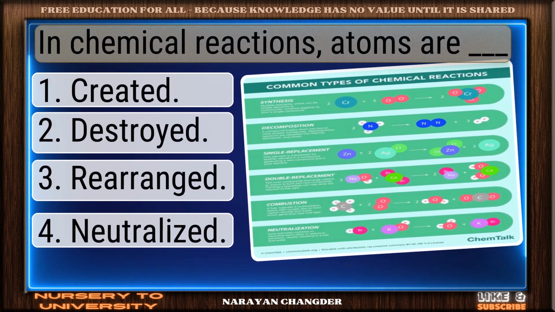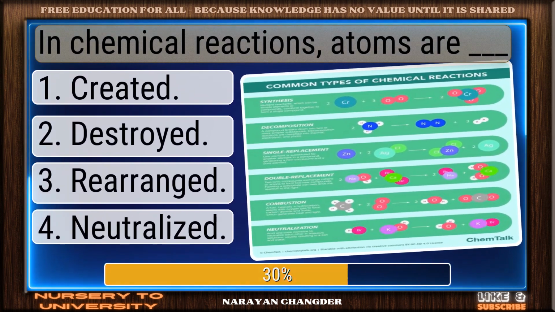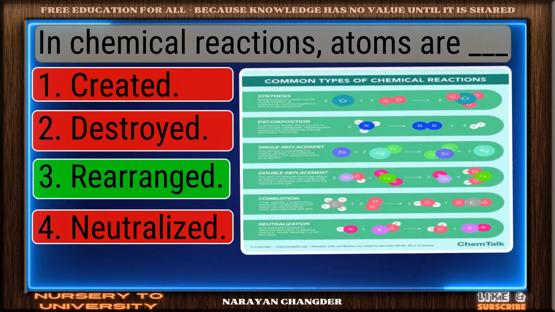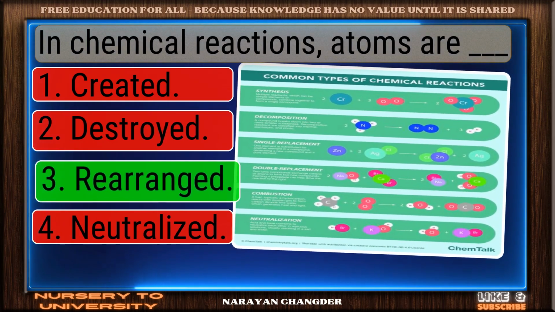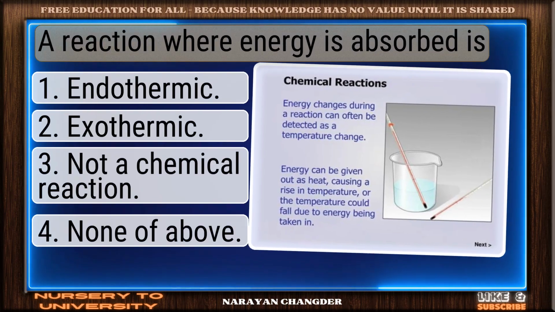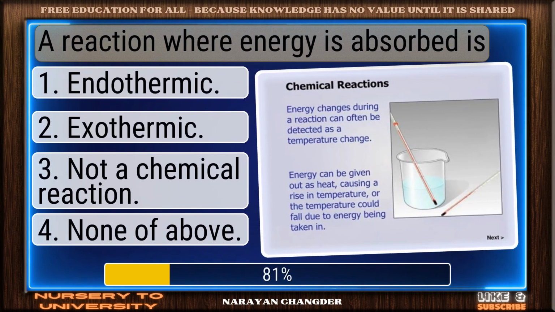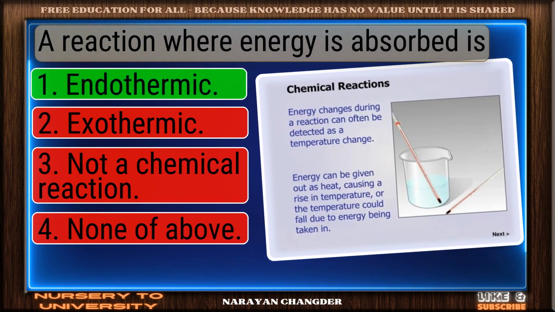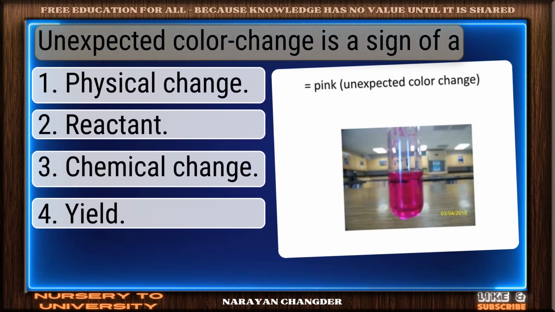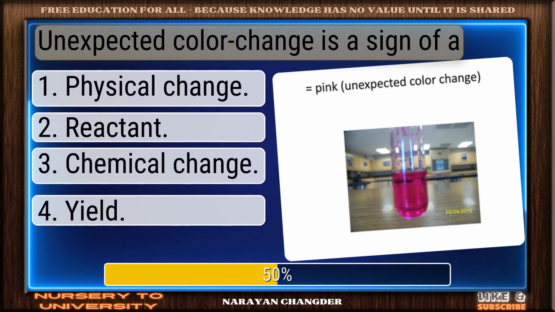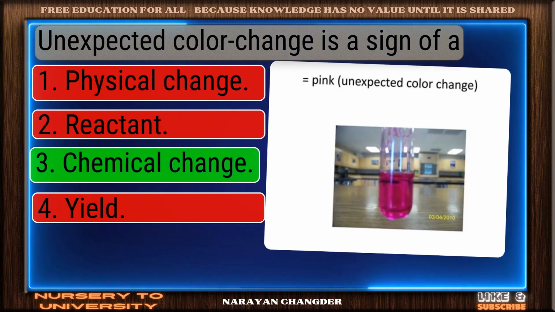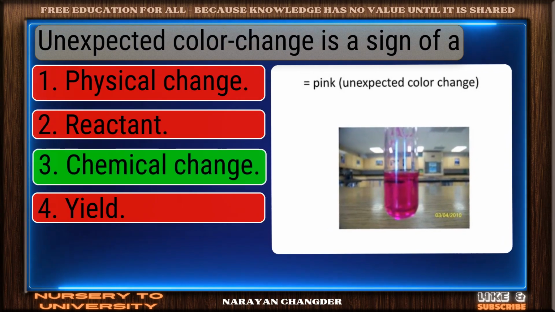In chemical reactions, atoms are dash. Exactly. Rearranged makes sense, and it is the right choice. A reaction where energy is absorbed is. Strong choice. Endothermic is the right answer. Unexpected color change is a sign of a. Nice work. You chose chemical change and it is correct.